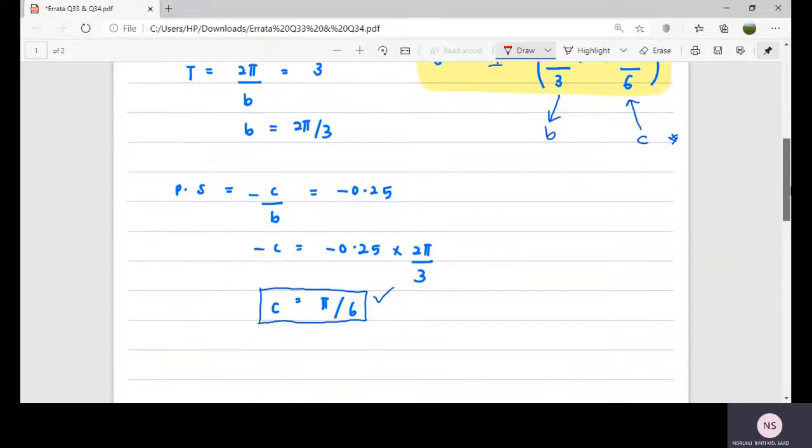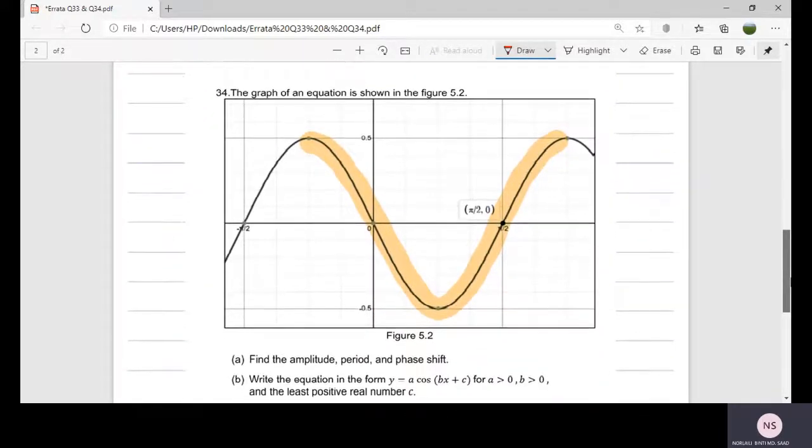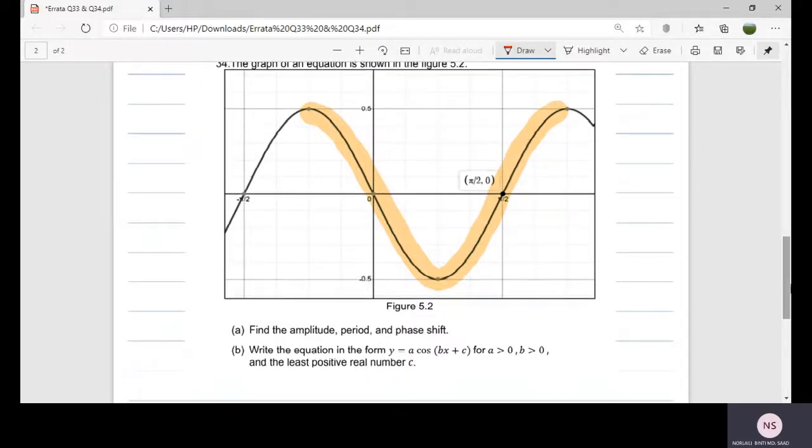Then now we move to question number 34. For question number 34, we want to find the amplitude. We measure the highest peak from this sinusoidal graph. So this is your A. A is equal to 0.5 or 1 over 2.